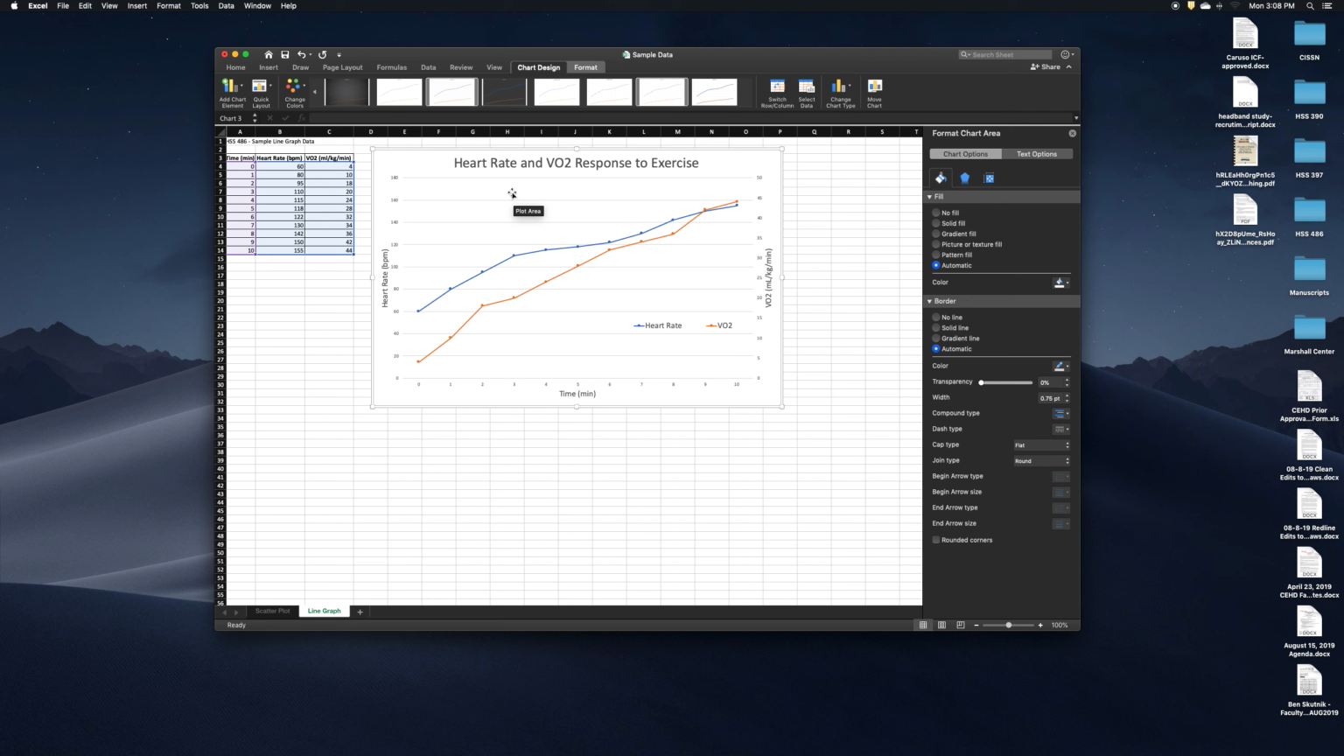We have the heart rate, we have the VO2 data over time, and that's the story we're going to tell. So for our line graph, this would be it. And this will be the extent that we really see in class.